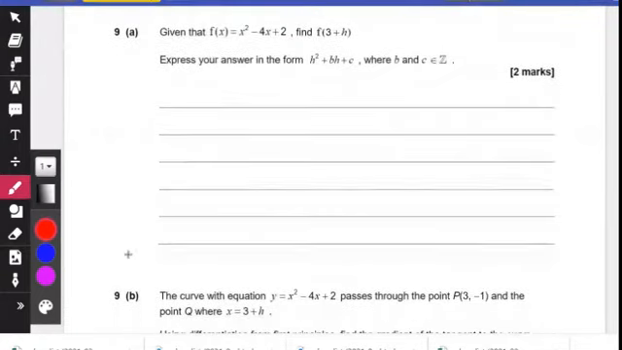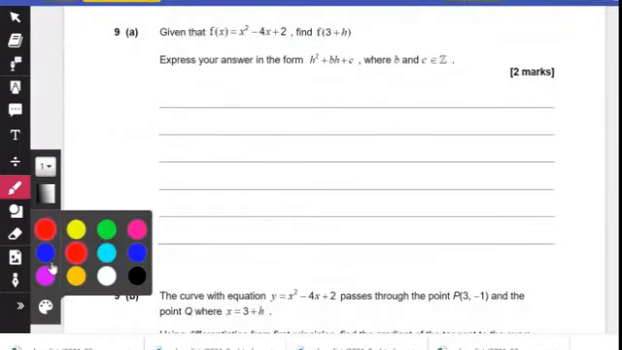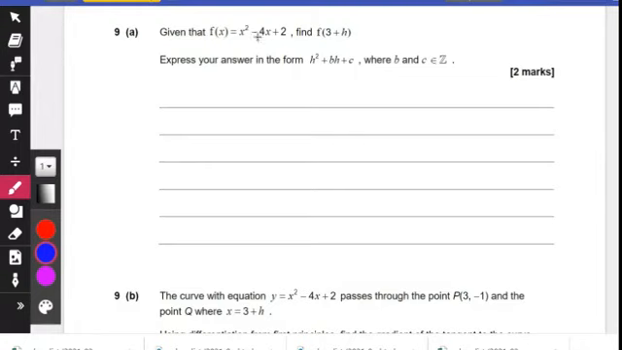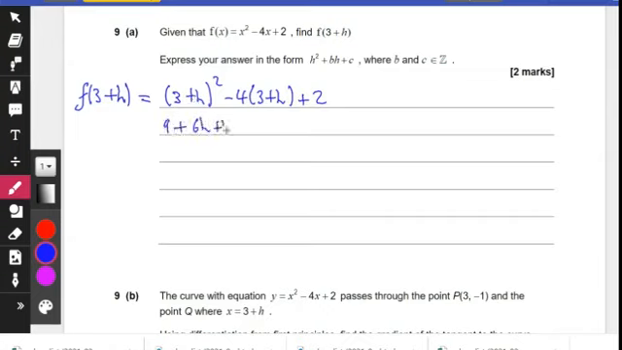Cool. Number 9A. If there are no more questions. Given that f(x) equals x^2 - 4x + 2, find f(3 + h). Well, f(3 + h) equals, rather than putting x squared, we're going to replace x with 3 + h. And then I'm going to expand. So this first bit would expand to 9 + 6h + h^2. This bit simplified would be -12 - 4h, and we've got +2.